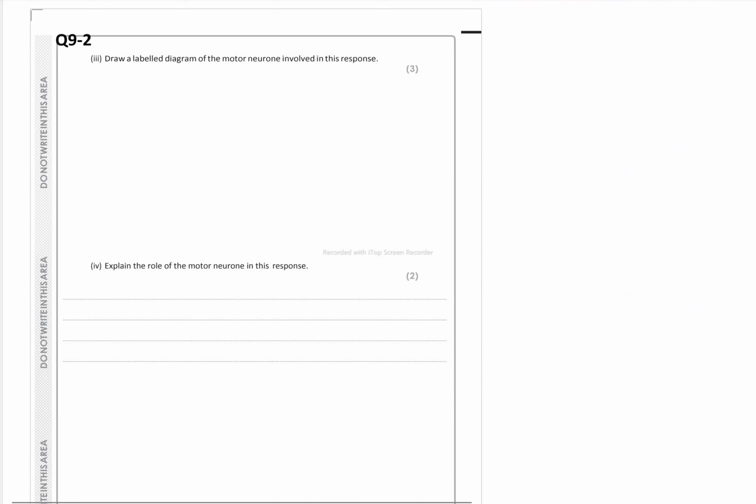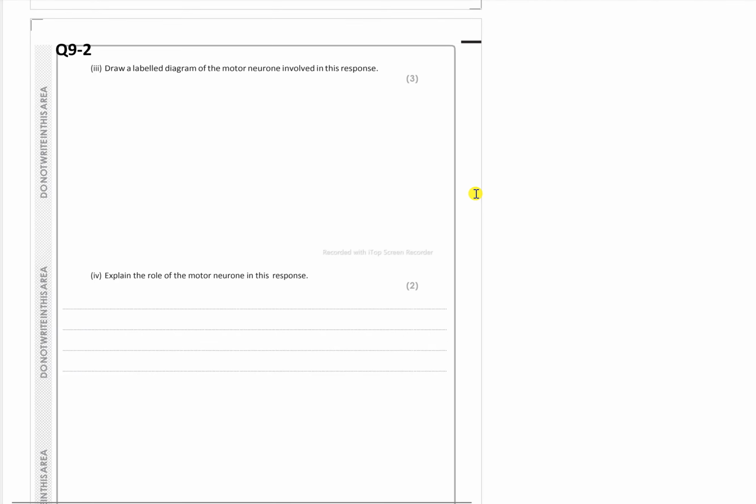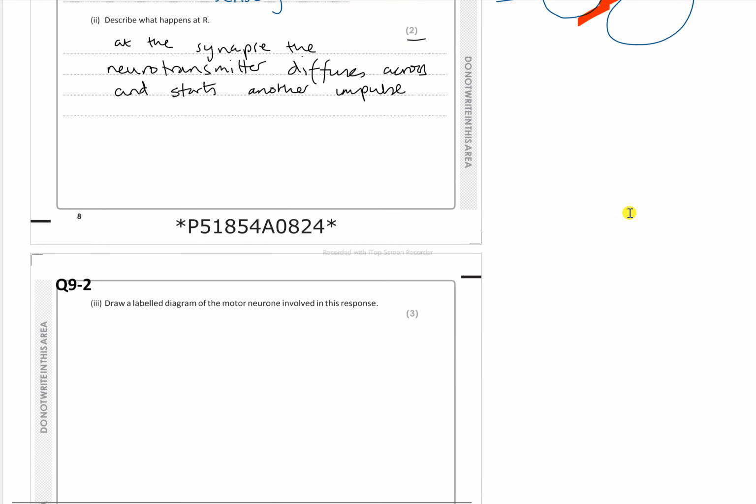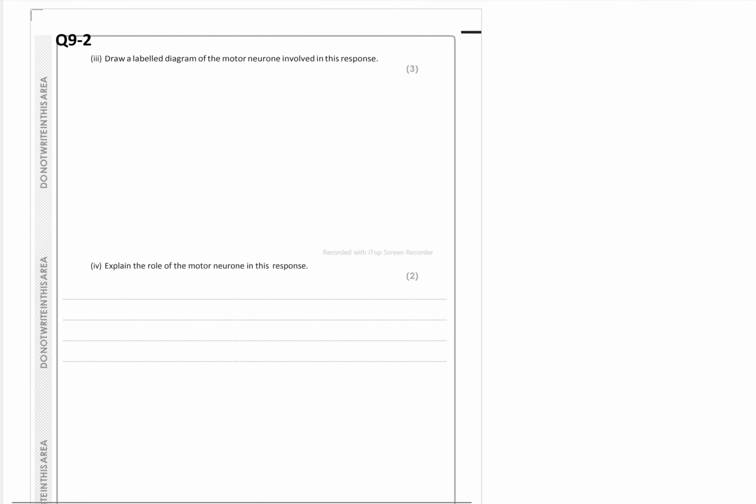Right, draw a labelled diagram of a motor neuron. Oh, okay, so there's 3 marks there. A motor neuron. So that's going to look something like this. I'm going to just change color. So there. And then I'm going to just draw. So it leaves there. And then ends up.